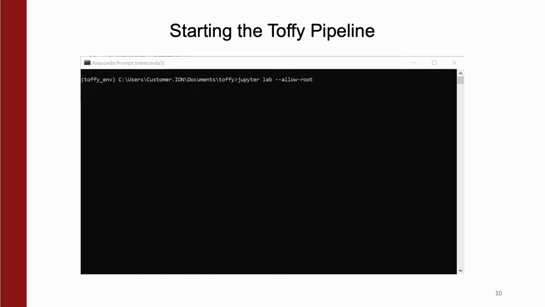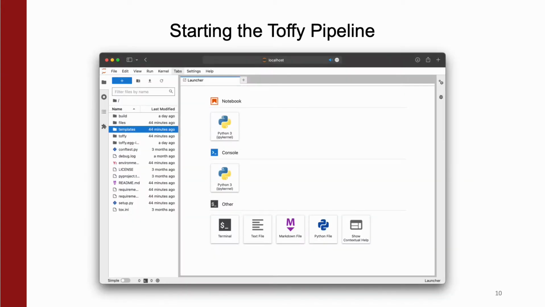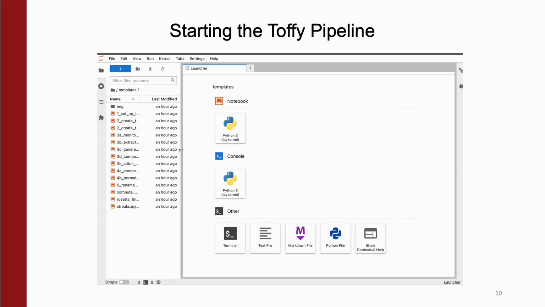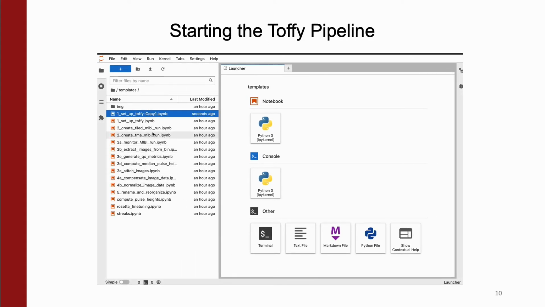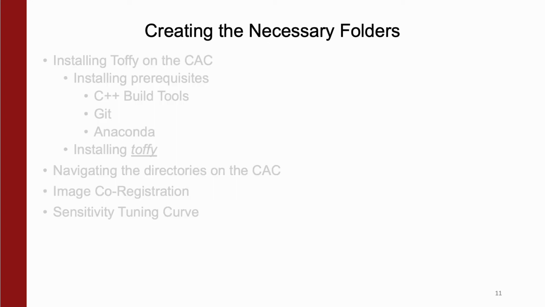Next, you're going to want to run jupyter lab --allow-root, and then a web browser like this should pop up. Go ahead and double click on the templates folder, and inside of templates, you'll see all of the following notebooks. Before you edit any of the notebooks, we highly suggest that you duplicate them. This is so that you don't get any conflicts whenever we decide to push changes out, and then when you decide to download those changes.